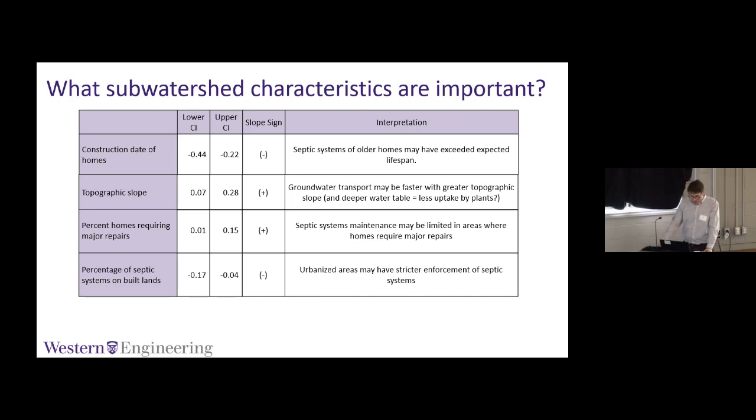The next parameter which we have in our model is percentage of septic systems on built-up lands. And we see this as a negative relationship. So as we get into more urbanized areas, we're seeing less septic system effluent reaching the streams in those areas, possibly due to urbanized areas having more enforcement of their septic system management and maintenance practices compared to rural areas.